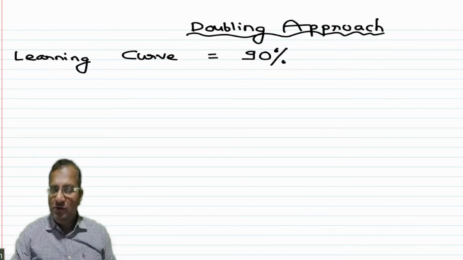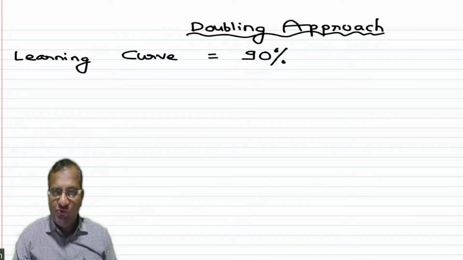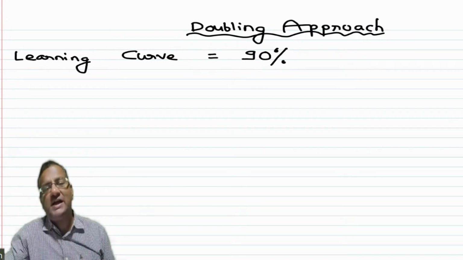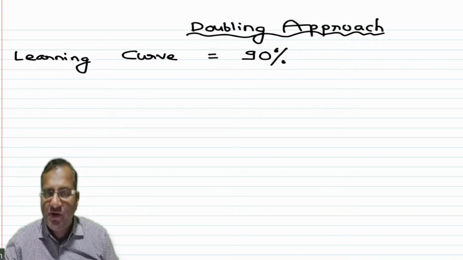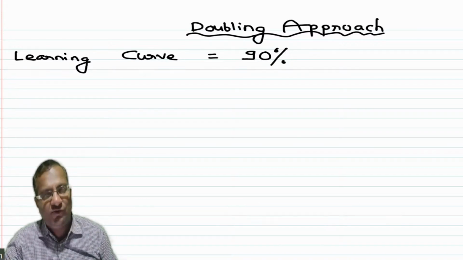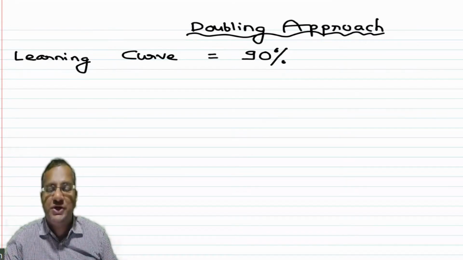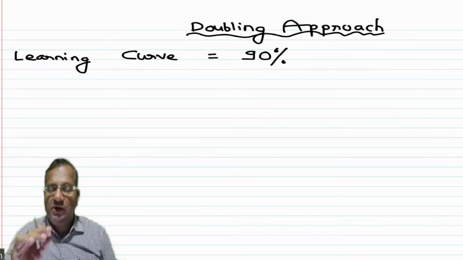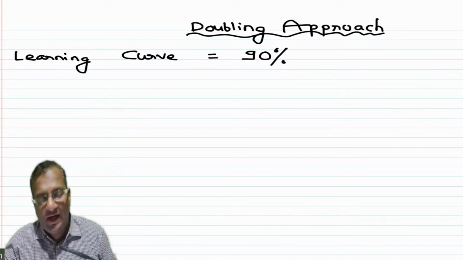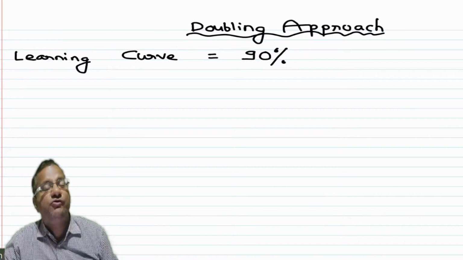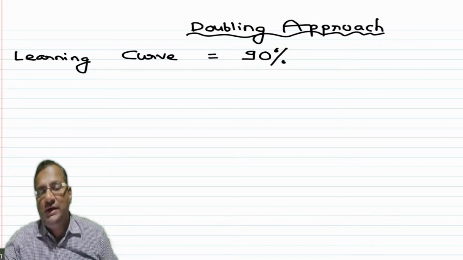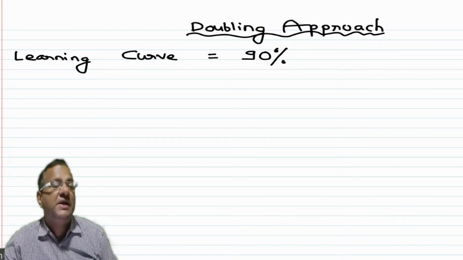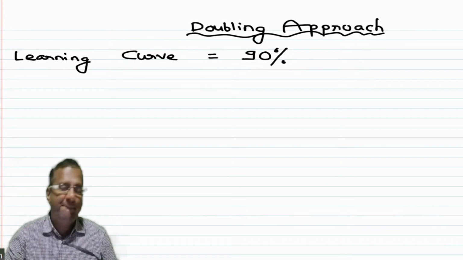Will the learning curve always be 90%? No. I have just taken an example that the learning curve is 90%. It can be 80%, 75%, 95%. It will be provided by the question itself. So if the learning curve is 90%, it means whenever my workers double the production, the average time taken by the worker is 90% of the previous unit. Please write down, beta.